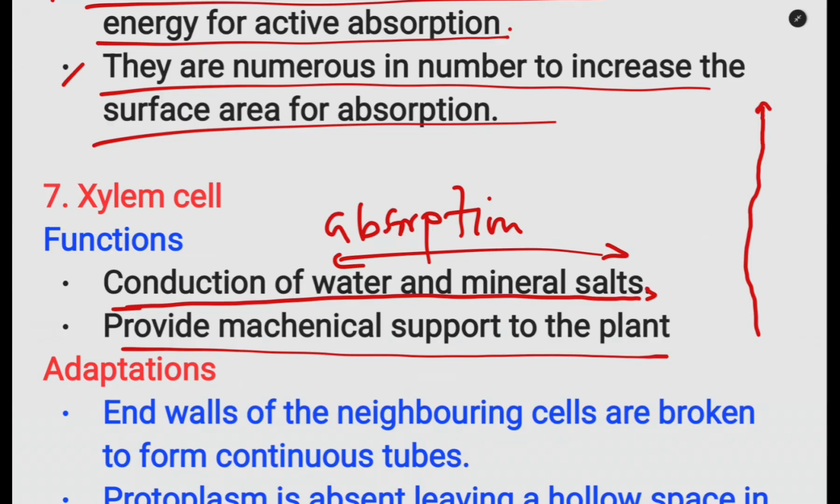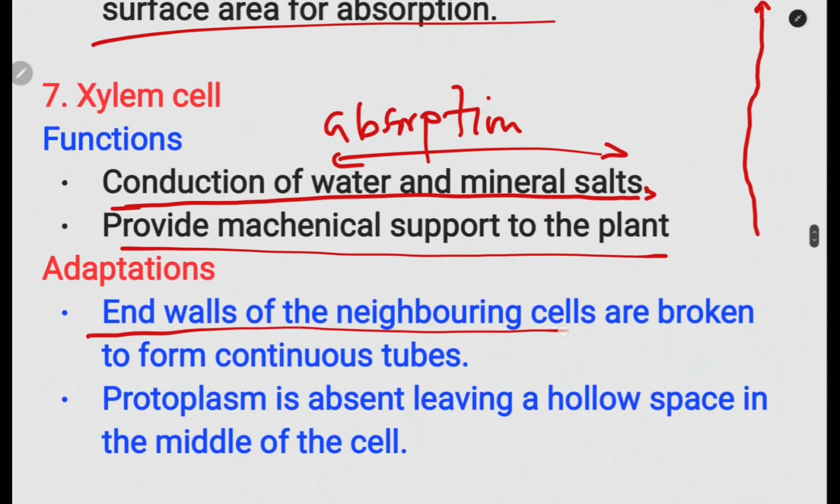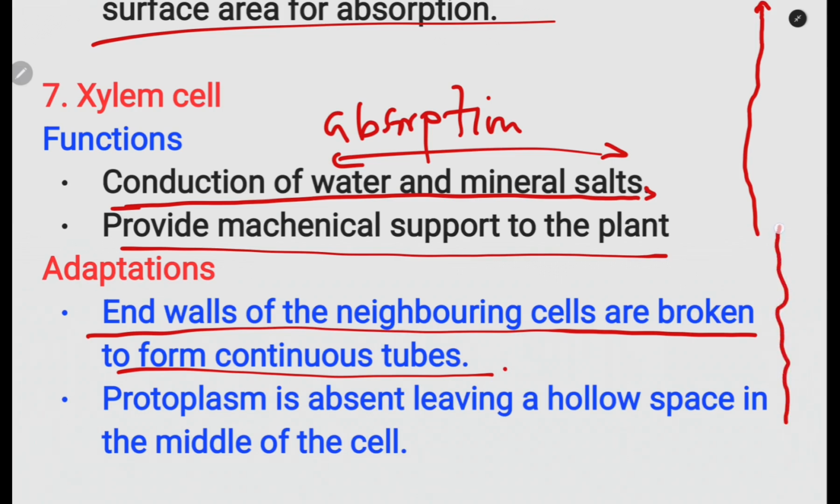Let us keep it that way. So provide support, that is mechanical support to the plant. That is part of the xylem. What are the adaptations? End walls of the neighboring cells are broken to form a continuous tube. So xylem are made up of dead cells. Where the cells are dead, there's a continuous channel of water movement.